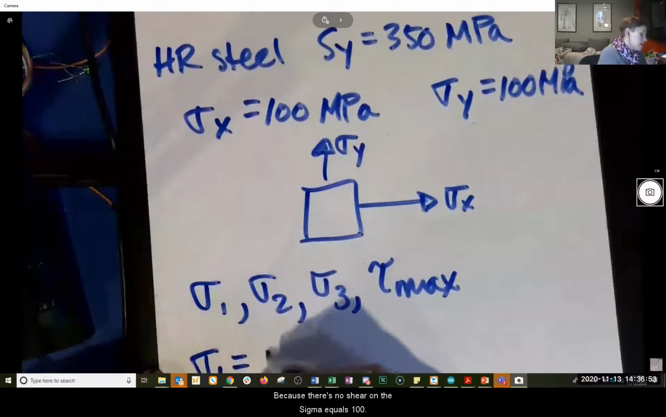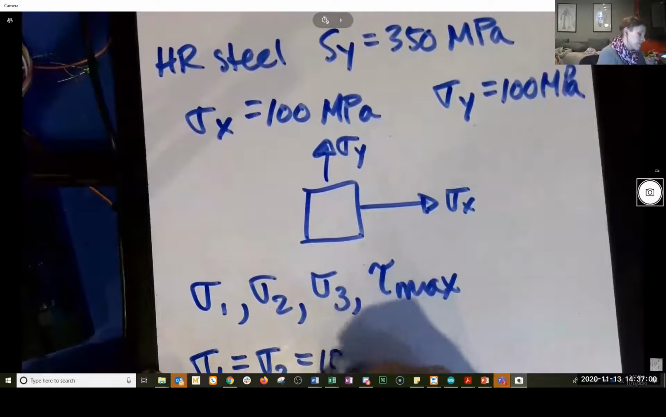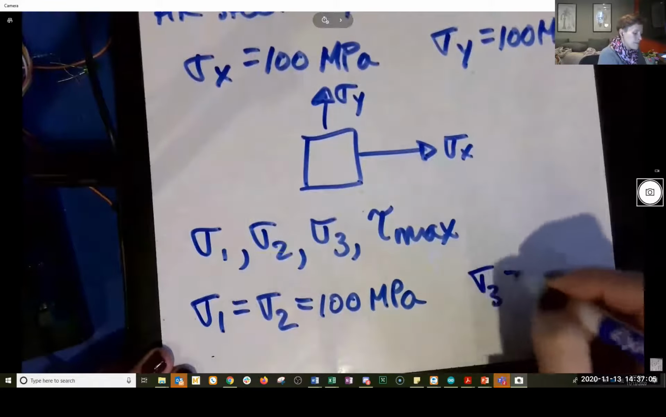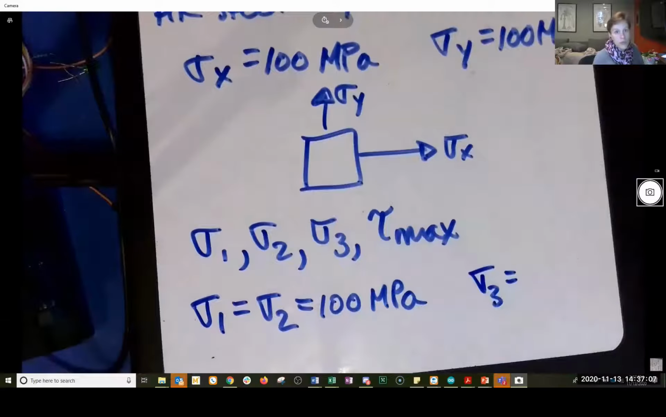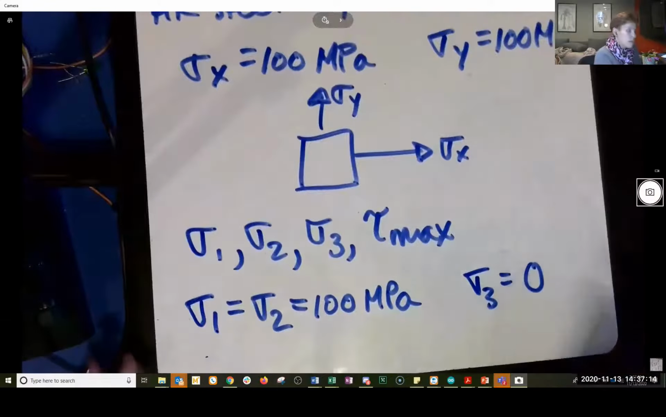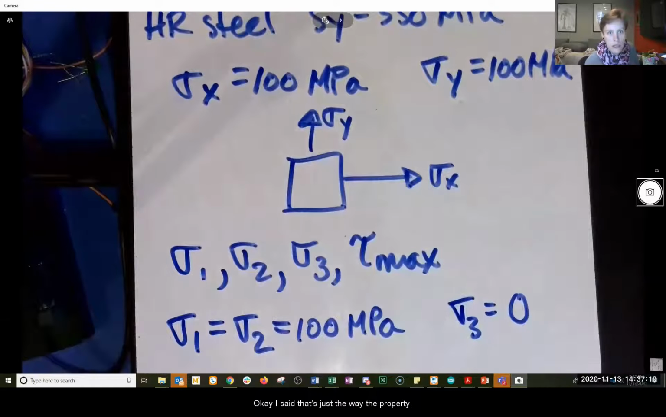So sigma 1 equals sigma 2 equals 100 megapascals because they're the same here. So what's sigma 3? Is it 0? It is 0, yeah. Wait, hold on. Why are 1 and 2 the same? Did I miss something? Because sigma x and sigma y. Oh, okay. I see. Yeah, it's just the way the problem is declared. They're not always the same. In fact, they're rarely the same.